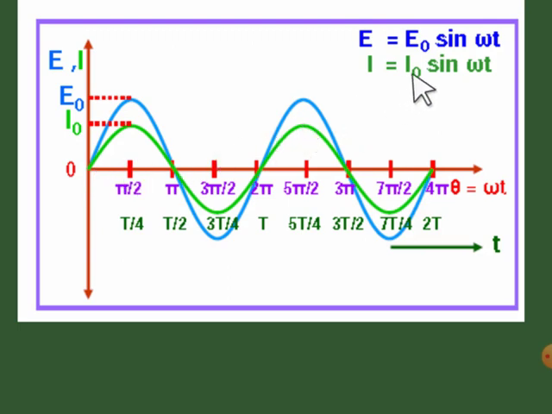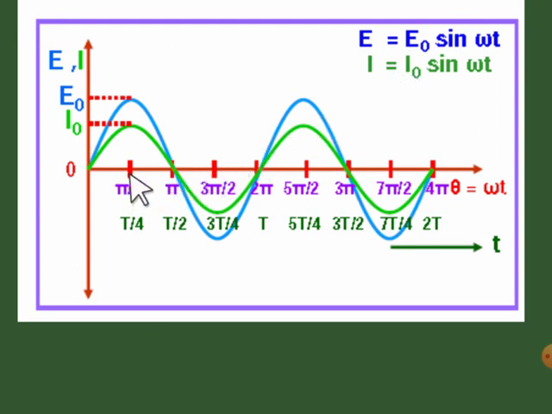Now when we apply the values of the angles, when omega t, which is equal to the angle theta, is equal to pi by 2, 90 degrees, we know that sine of 90 degrees is equal to 1. So the instantaneous EMF and instantaneous current will be E naught and I naught.